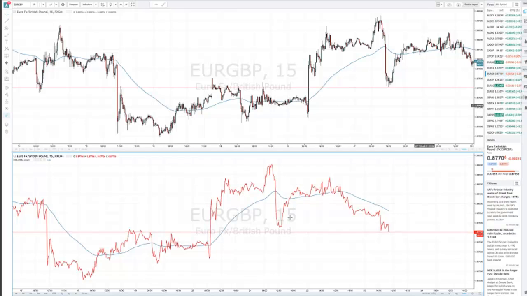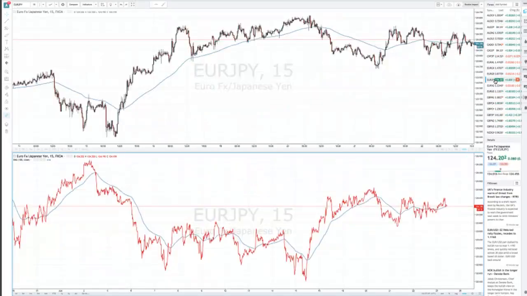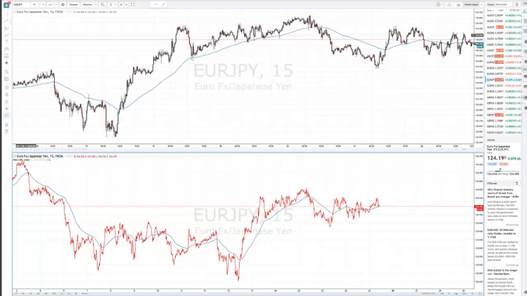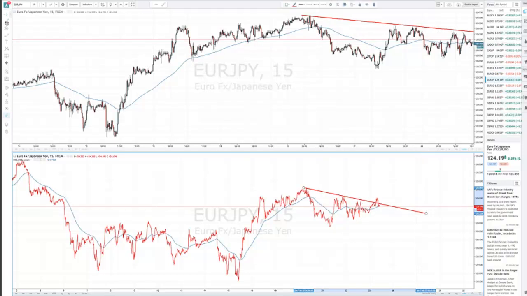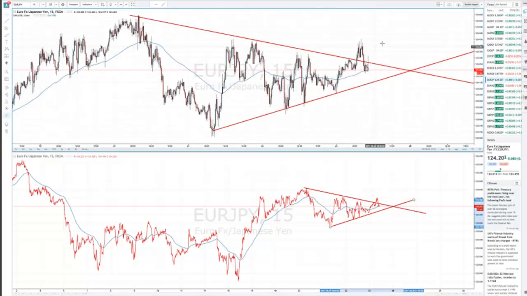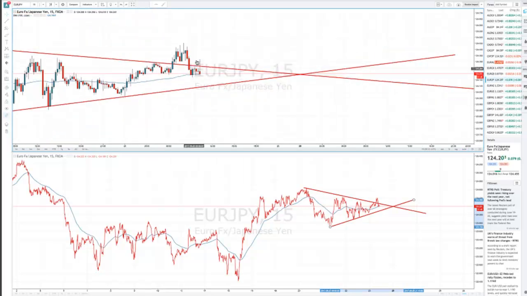Euro pound is just a butt ugly pair to trade at the moment. We'll skip that. Euro yen, we've got a nice triangle in here. It's already breaking out actually. Nice triangle. You would have traded the close of this here. Now it looks like it's turning around, but you never know. It might still go in your favor once the market breaks up from this range. Just got to wait and see.